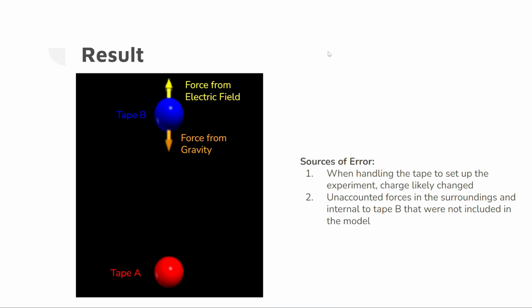And then there are a lot of unaccounted forces in the surroundings and internal to the tape. So tape B is not just free floating in the air, it's actually being supported on either end by those erasers. And then also the internal tensions of the tape. The tape is really light, so we found that the tape could kind of support its own weight. So a lot of error and assumptions happened between the model and what we actually observed in the real world.